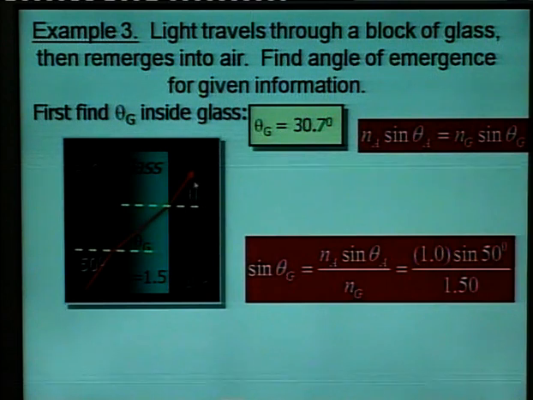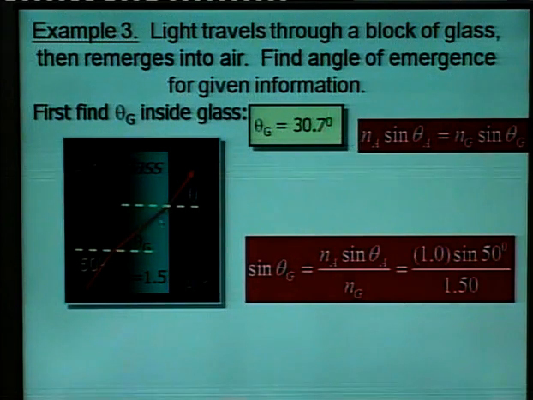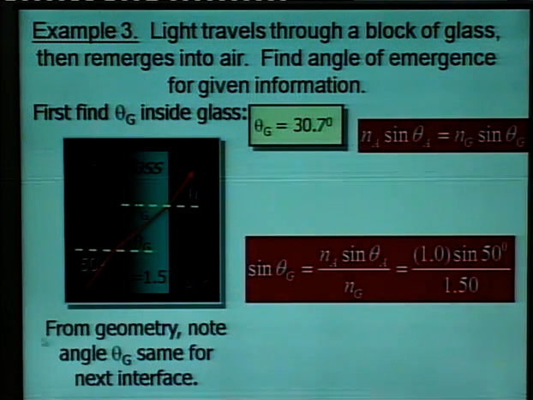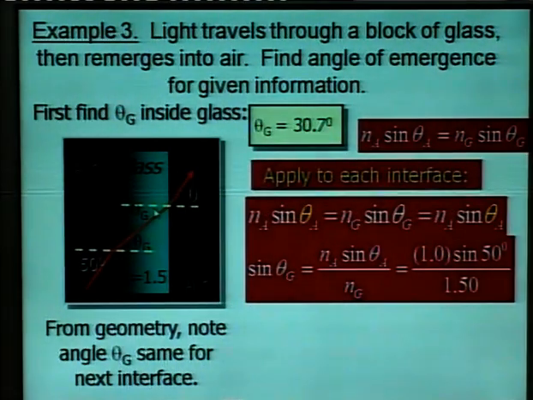Finally, now what do we have to find? We have to find this angle, that is the angle of emergence. So theta G is the angle of incidence for this glass-air interface. From geometry, note that theta G is the same for the next interface. So here the angle of incidence is now 30.7. So now again apply Snell's law to this second interface.